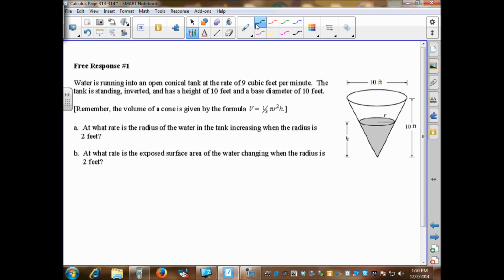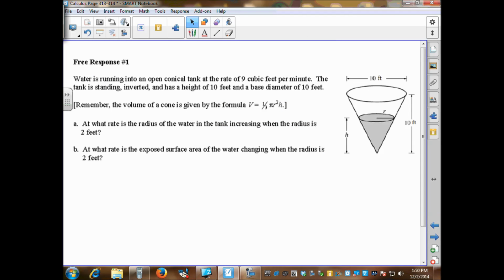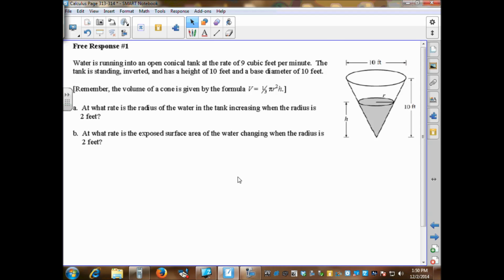Okay, free response now. Let's do part A. Water is running into this tank. So water is going in. That means that the volume is increasing, so that will be a positive 9. It's standing looking like this.